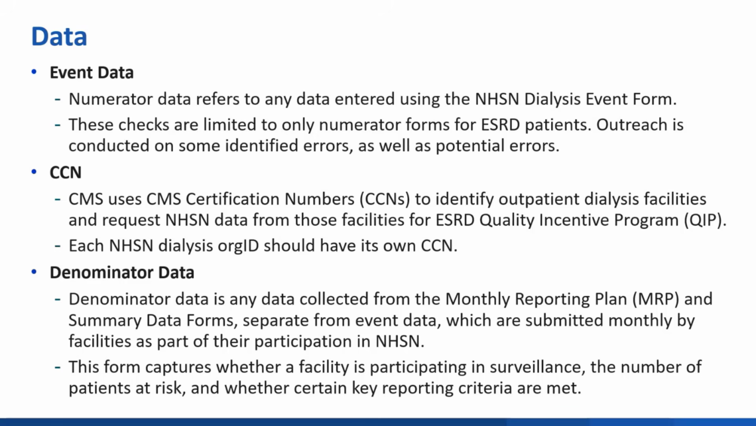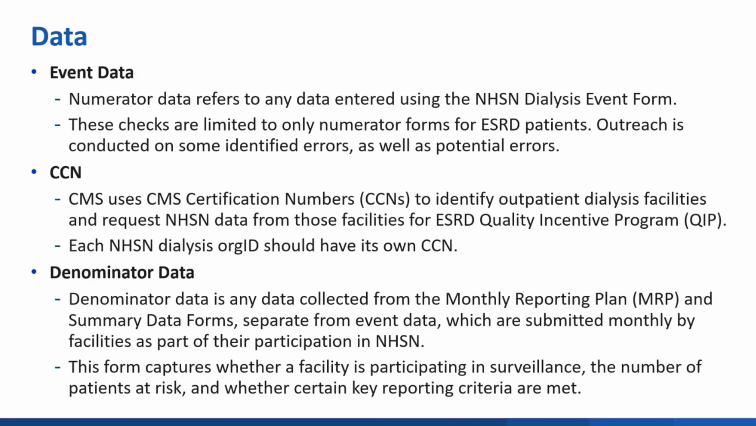Next is the CCN. CMS uses CCNs, which are CMS certification numbers, to identify unique dialysis facilities and request NHSN data from those facilities. And this is for the ESRD QUIP program. Each facility should have their own CCN, so they should have an org ID and a CCN. So we monitor to see if there's anything mismatching or anything unexpected there.